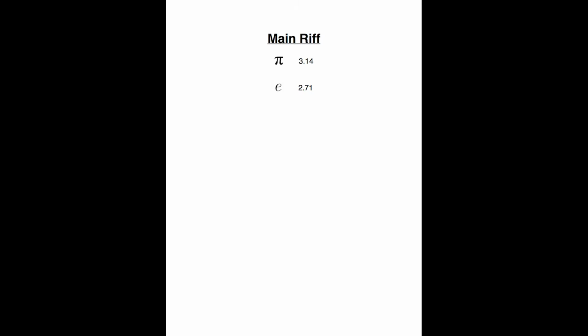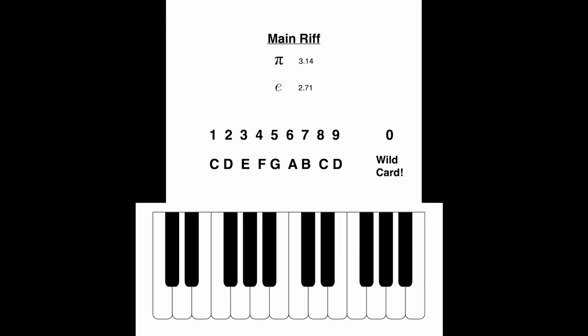Okay, so we'll start with the main riff, that little riff that keeps coming back throughout the song. I used e and pi to come up with that riff. I used pi for the pitches, and how I did that is I assigned a note per number using the C major scale.